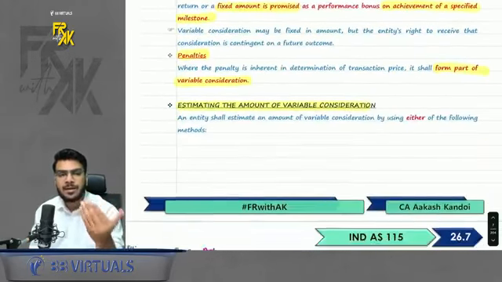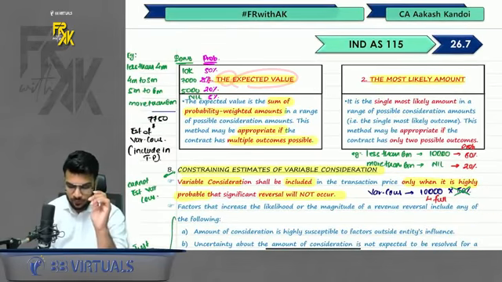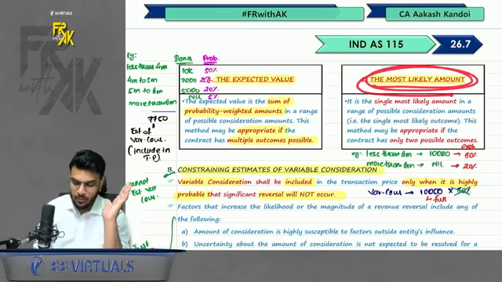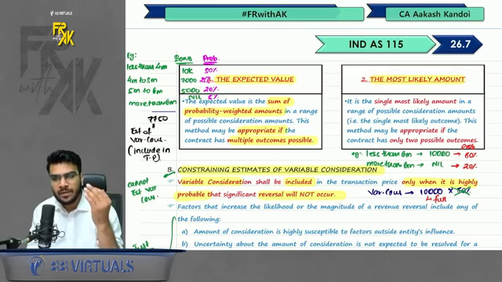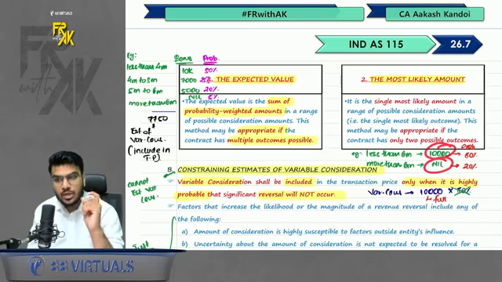But how will you estimate the amount of variable consideration? We have two methods. One is the expected value method. When to use this? When there are multiple outcomes possible. So just take the probability of each outcome. Simple. Second is the most likely outcome. It is more likely to be used when there are only two outcomes possible. Either you will get the bonus or not get the bonus. So here you will consider the most likely outcome.